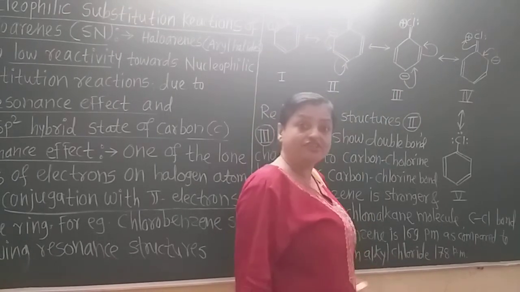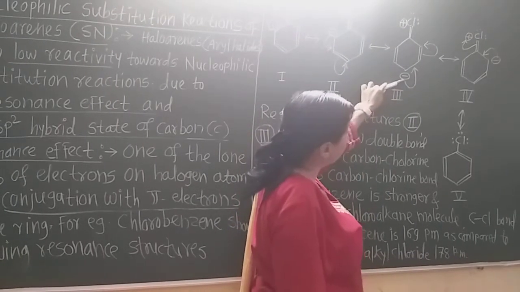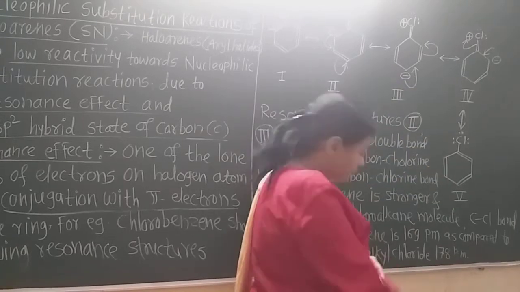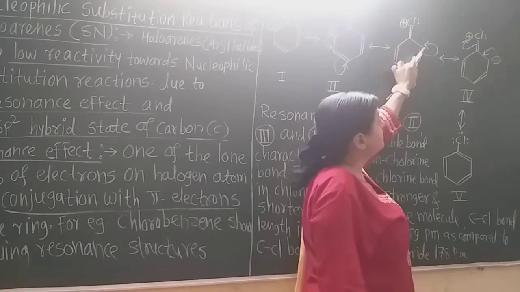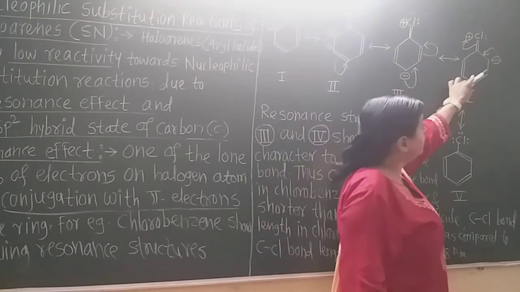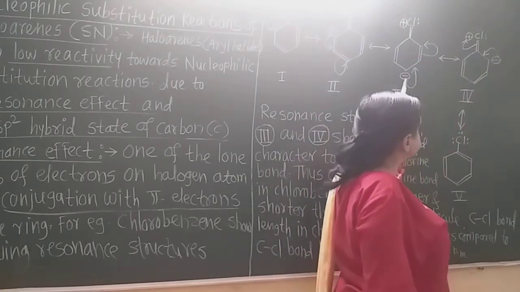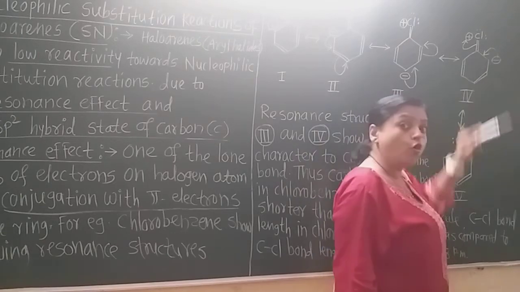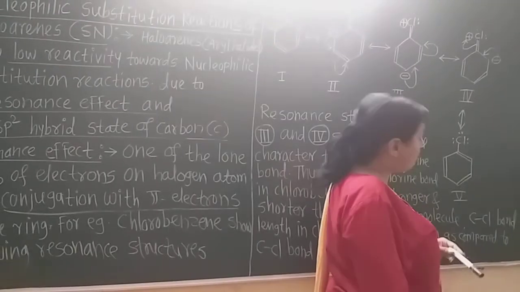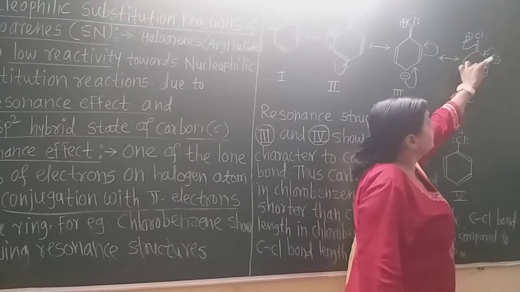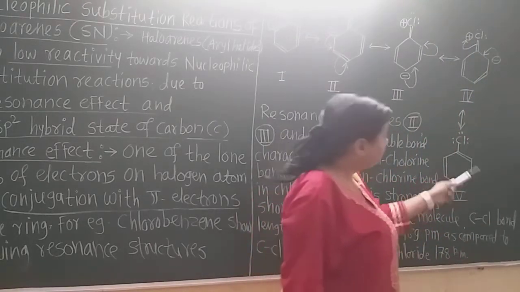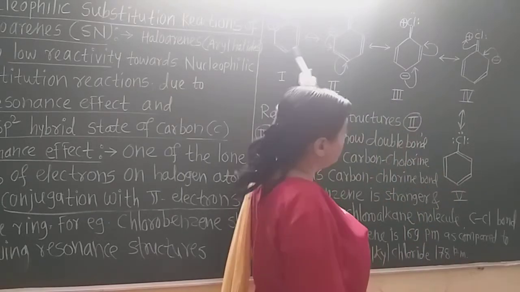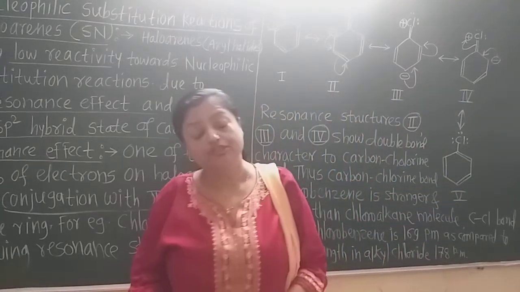See in the third structure, now here is the negative charge. Again in the fourth structure, what happened? This goes here and this double bond comes here. There is the negative charge here now, and here the double bond is formed. Again in the next structure, what happened? This negative charge comes here and this goes to its original position, like the end of the first structure. That is the fifth structure.